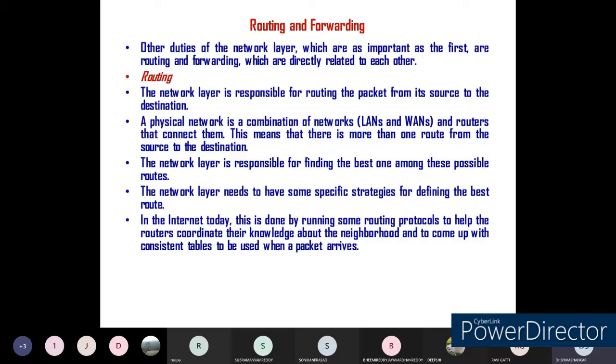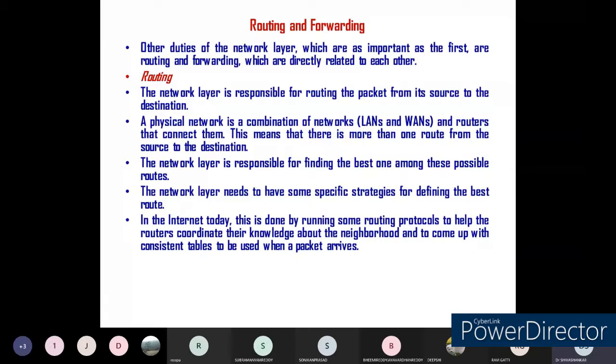Then the network layer, using a spanning tree or shortest path algorithm, will find the shortest path. That is the main responsibility of the network layer in the internet today. It has to be done by running some routing protocols to help the routers coordinate their knowledge about the neighborhood and come up with consistent tables to be used when a packet arrives. There should be some standard protocol in the network layer to create the routing.